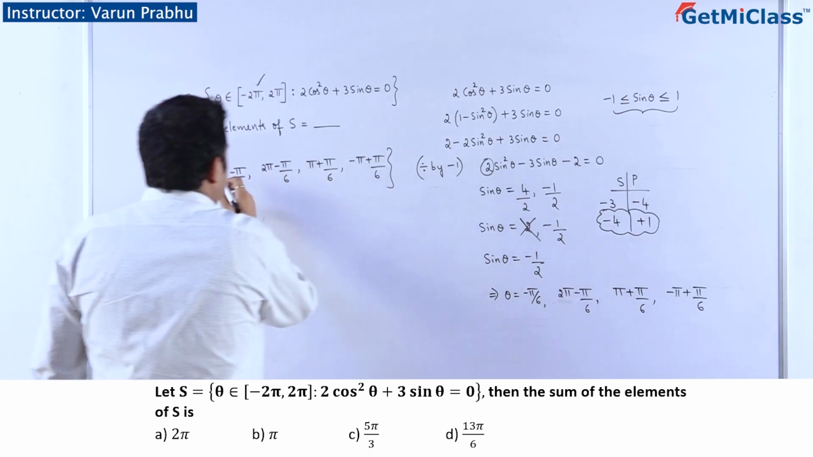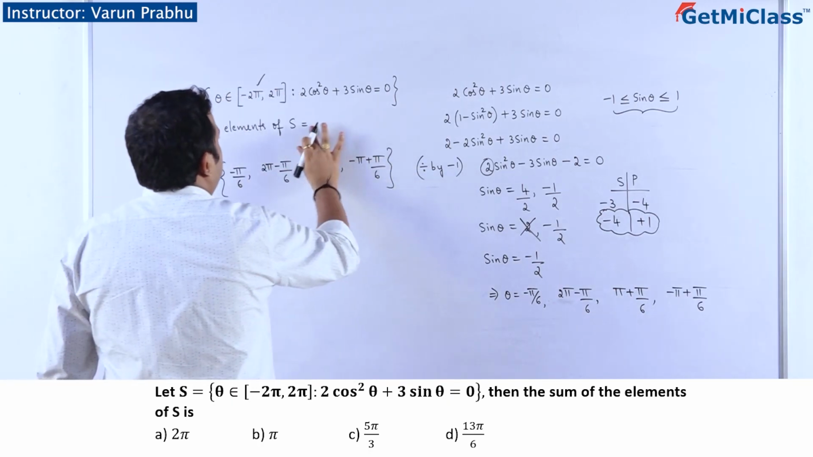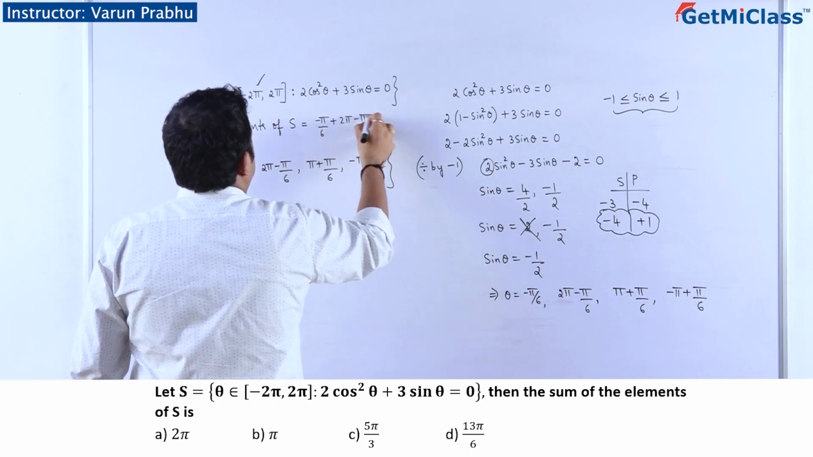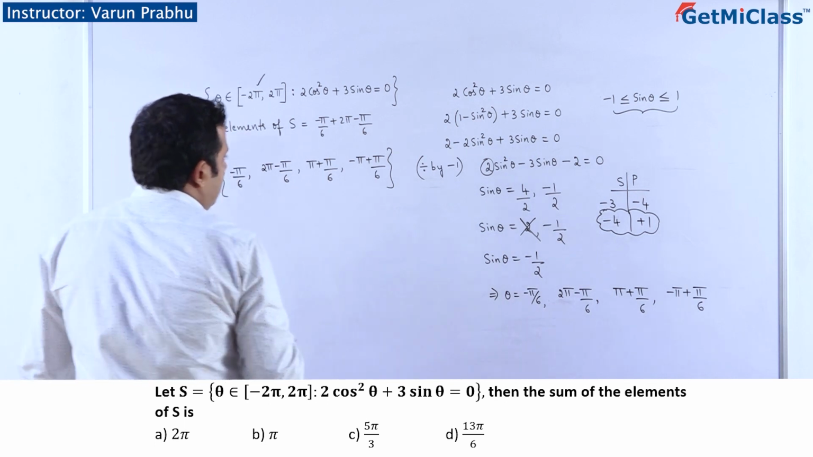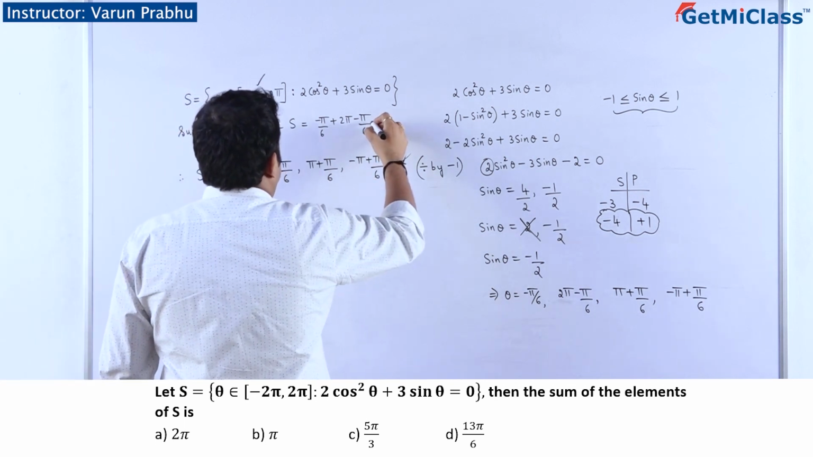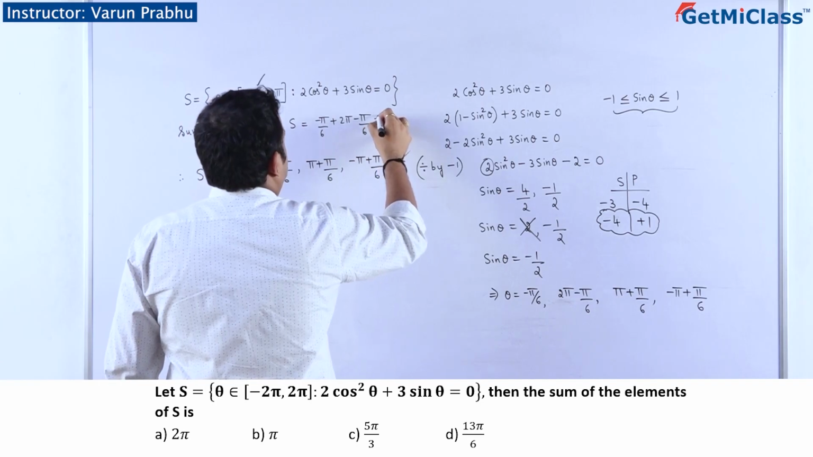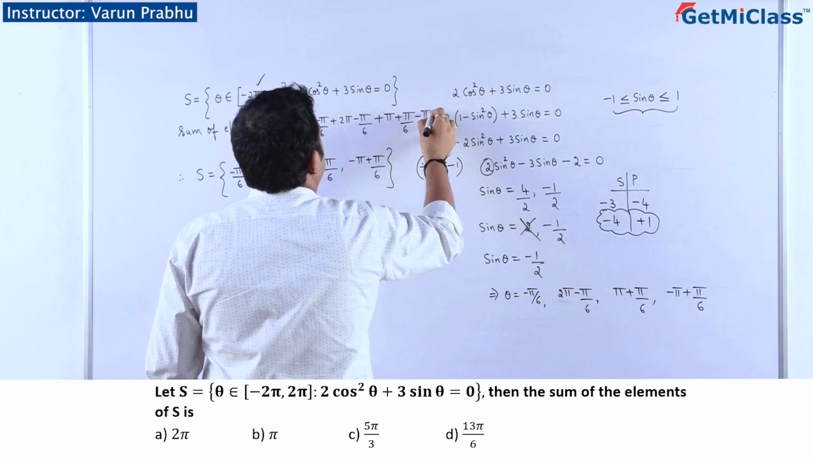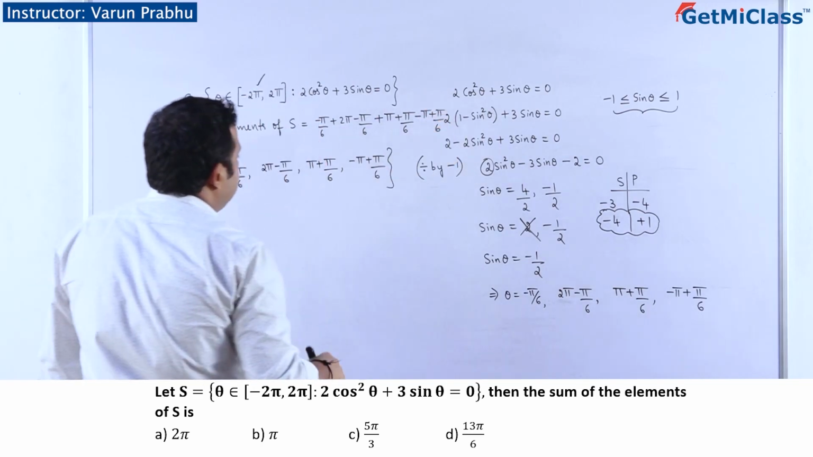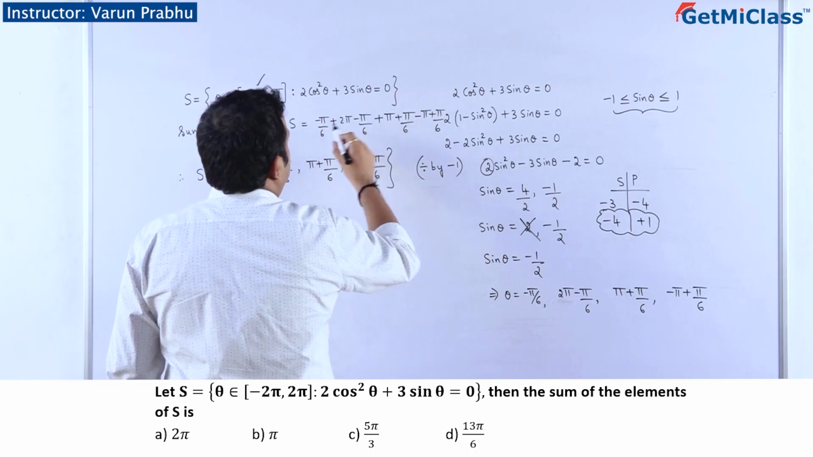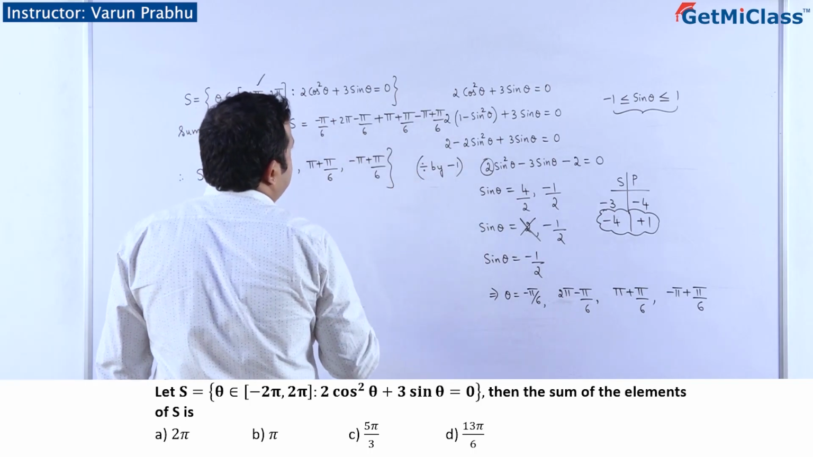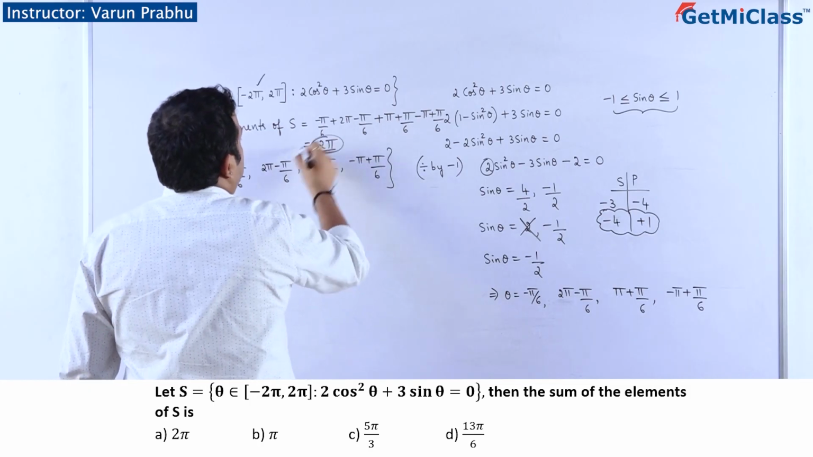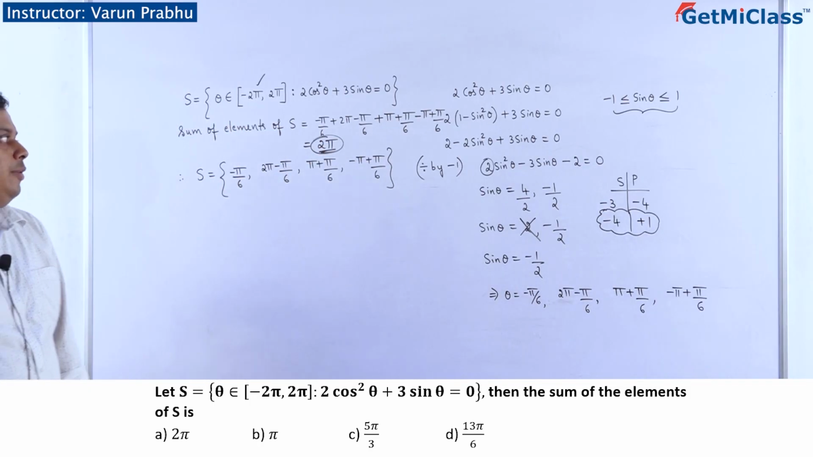Now when you add all the elements here, sum of all the elements, what will you get? Minus pi by 6 plus 2 pi minus pi by 6, plus pi plus pi by 6, and then minus pi plus pi by 6. So what is the answer that we get? Minus pi by 6 plus pi by 6 minus pi by 6 plus pi by 6 will get cancelled, pi will get cancelled. So what is the answer left over? The answer that is left over will be 2 pi. This will be the answer to the question.